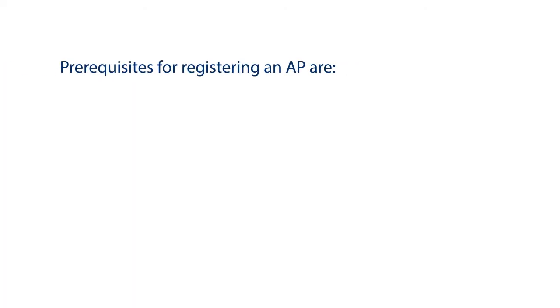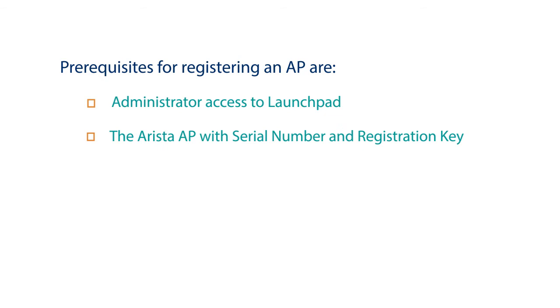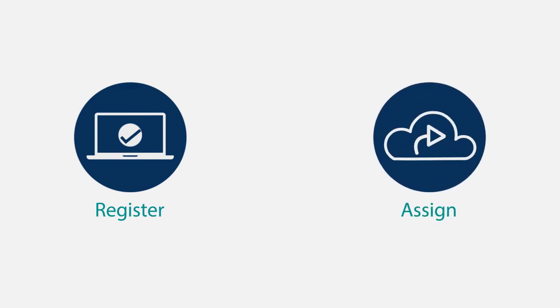Prerequisites for registering an AP are administrator access to Launchpad and the Arista AP with serial number and registration key. There are two stages in this process. Register the Arista AP via the Wi-Fi device registration tool. Then assign the AP to a cloud service.